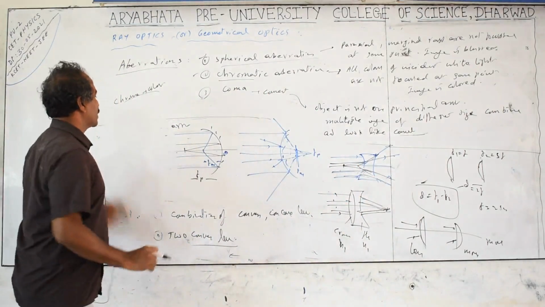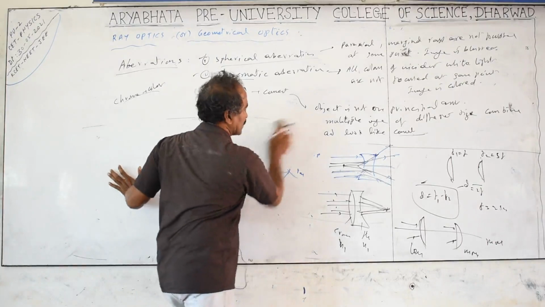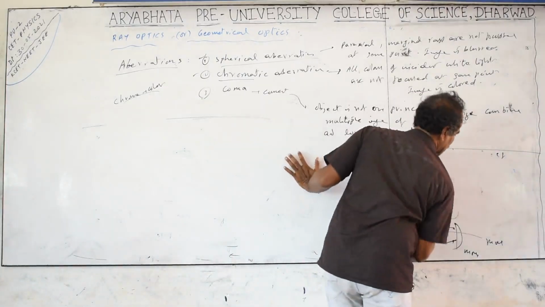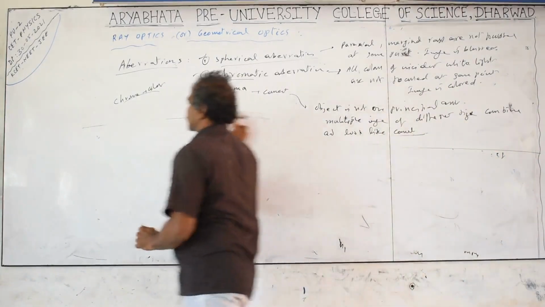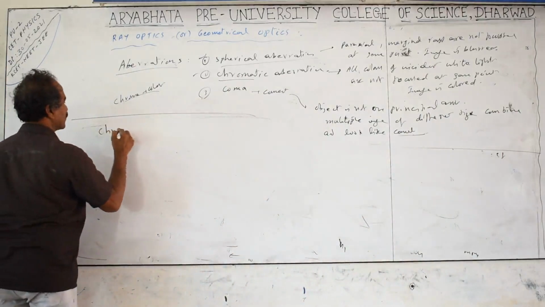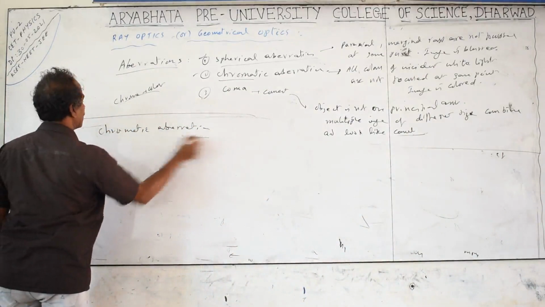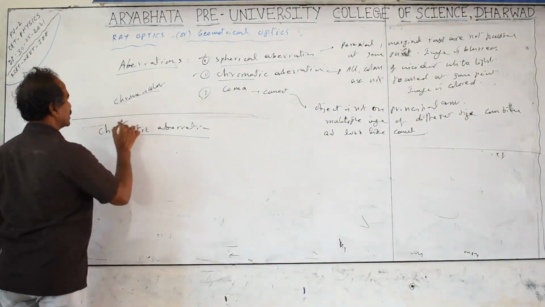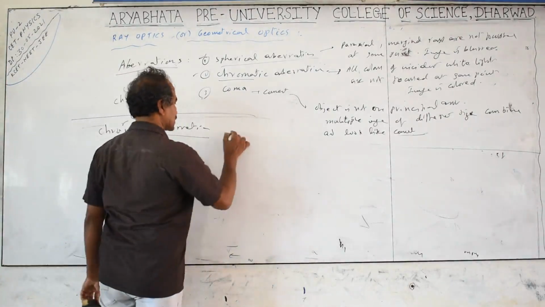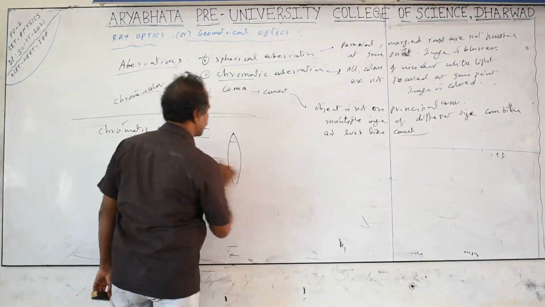The next type of aberration is chromatic aberration. Chroma means color. So if you take the lens, it can be cut into small portions. Each one acts like a prism.